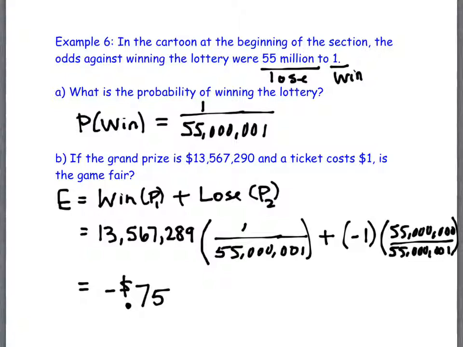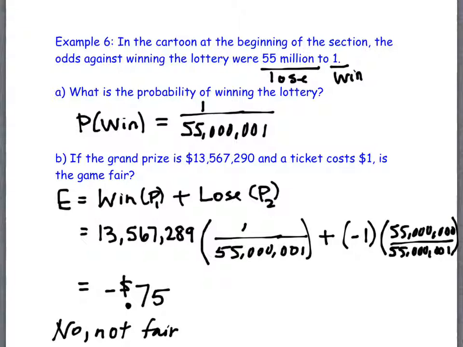Now, what does that mean? Is the game fair? No, it's not fair. What would it have to be fair? 0. My expected value would have to be 0 for the game to be fair.